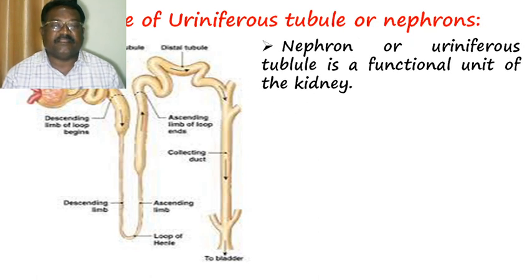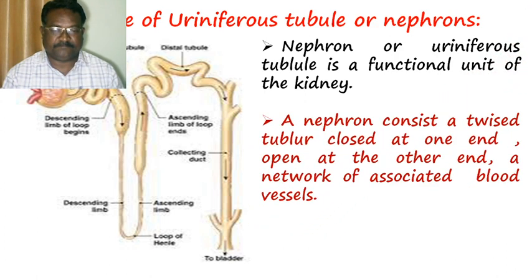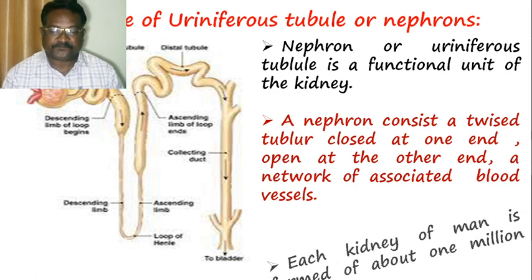Now the nephron is otherwise called the uriniferous tubule, and it is the functional unit of the kidney. A nephron consists of a twisted tubule, closed at one end and open at the other end, with a network of associated blood vessels. Such a structure forms the uriniferous tubule.